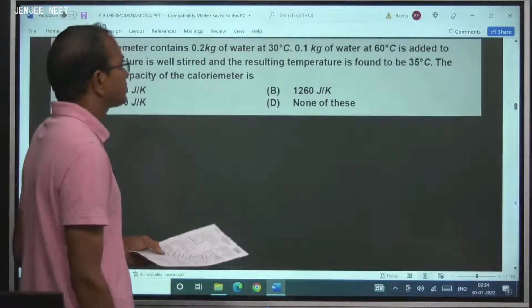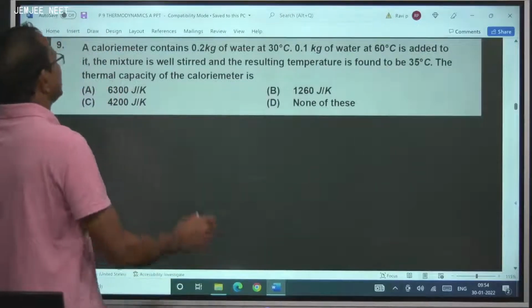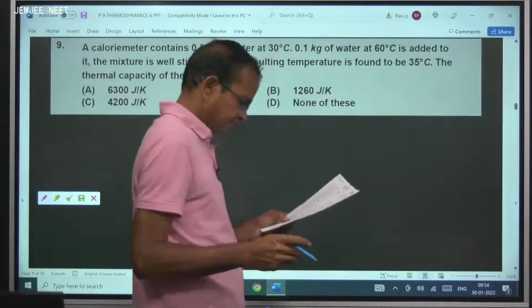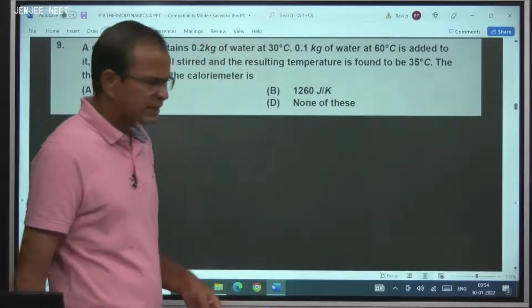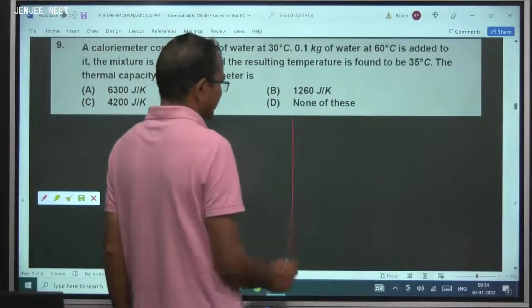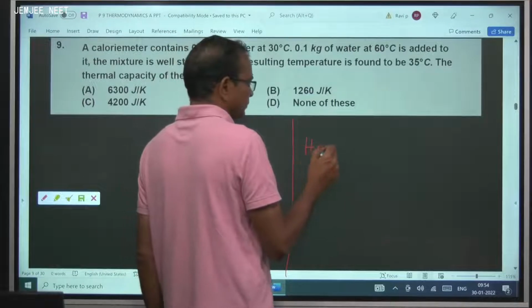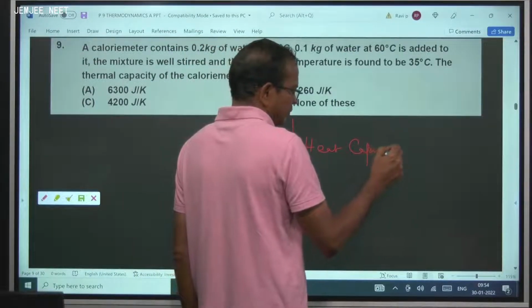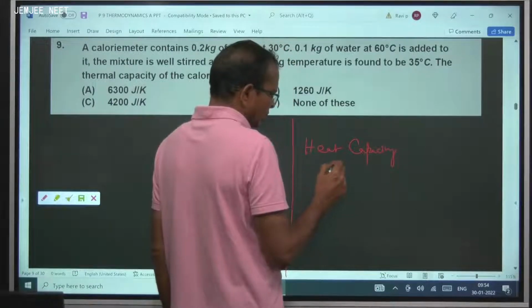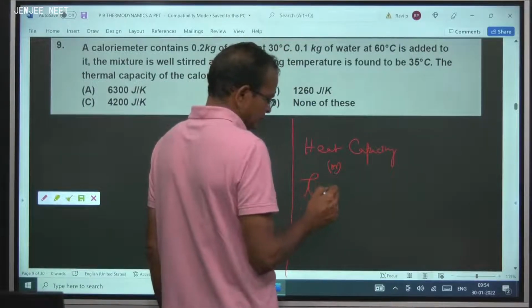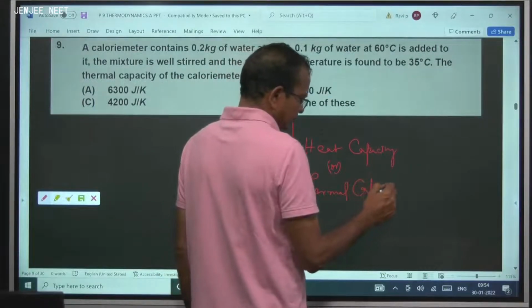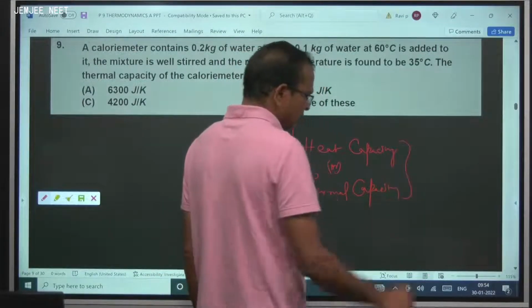Good, it's a good challenging question. Let's see. That's a good new idea. What is first of all thermal capacity, heat capacity? Somebody tell me, you know this. Heat capacity, thermal capacity. Come on. Heat capacity or thermal capacity?